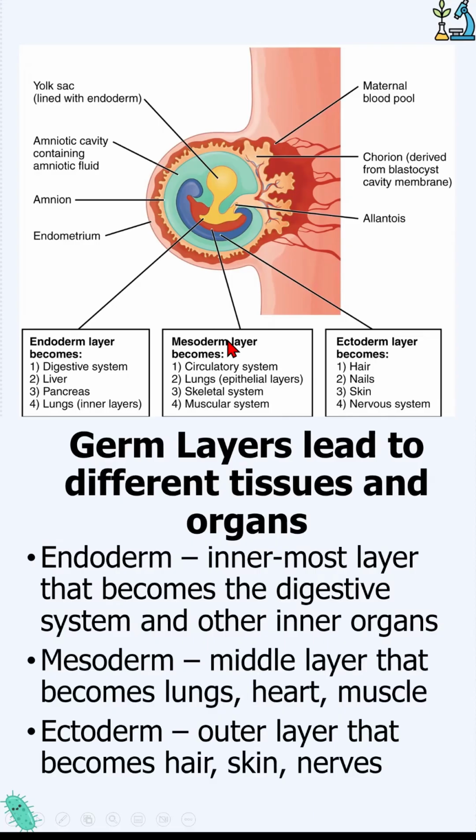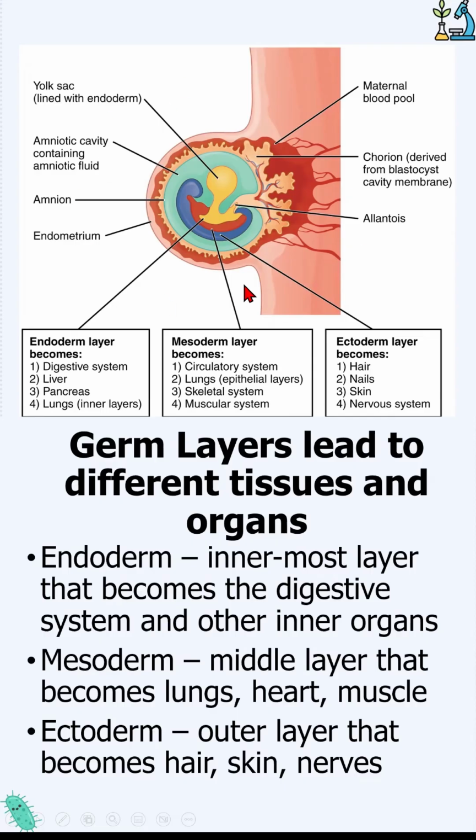And then finally, the ectoderm is the outermost layer. And again, we're kind of looking at it from here. So this is the inner layer, the middle layer, and then the outer layer. So the ectoderm is going to end up being your hair, nails, skin, your nervous system as well. So those are the different layers, and that's what they end up being at the end.